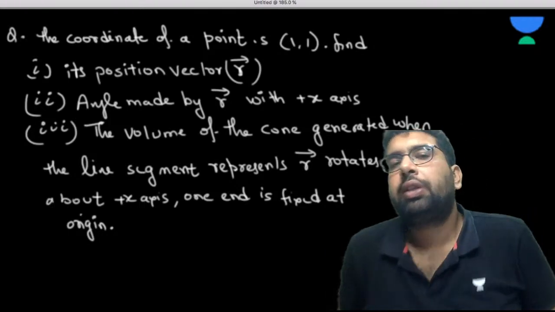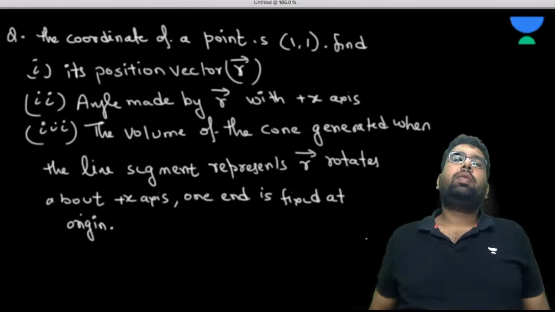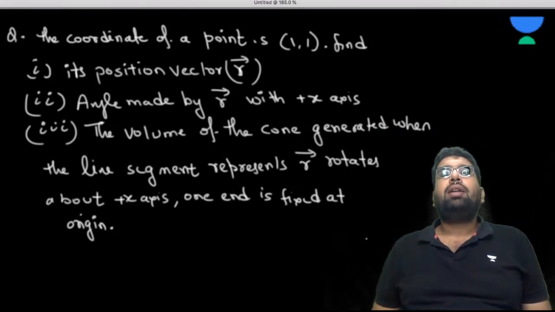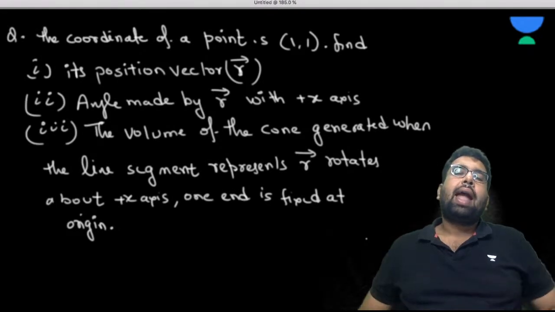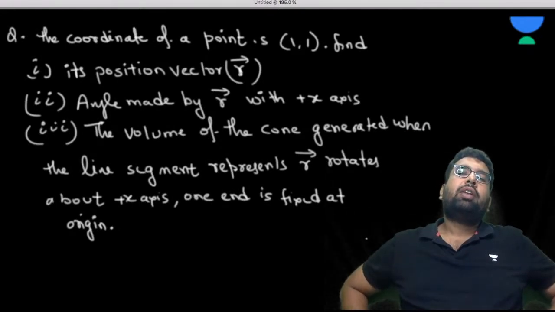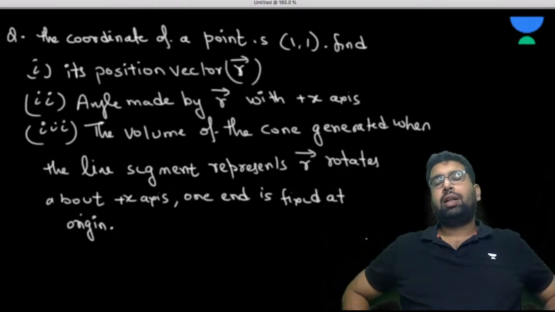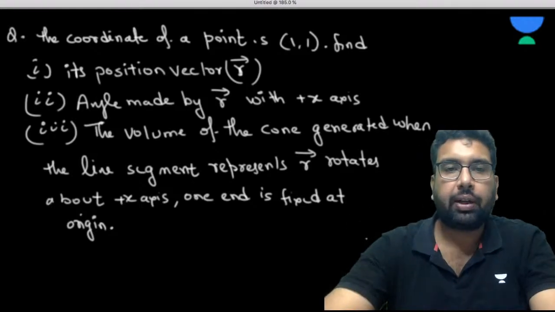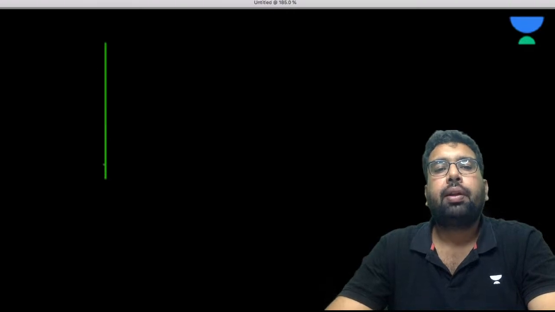Now, what does this question say? It says that the coordinate of a point is 1, comma 1. Find its position vector, the angle made by the position vector with x-axis, and the volume of the cone generated when the line segment representing r vector rotates about x-axis, with one end fixed at origin. So how are we going to do it? Let me try it.